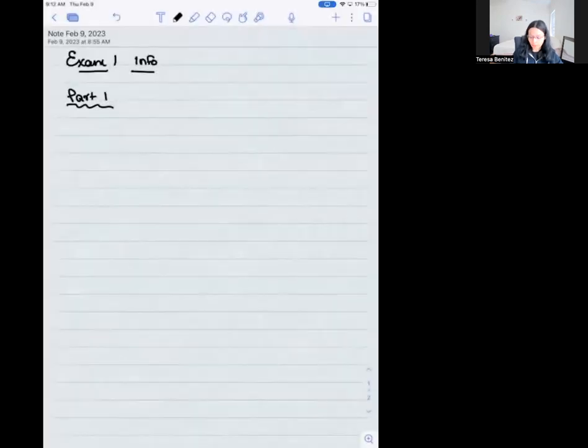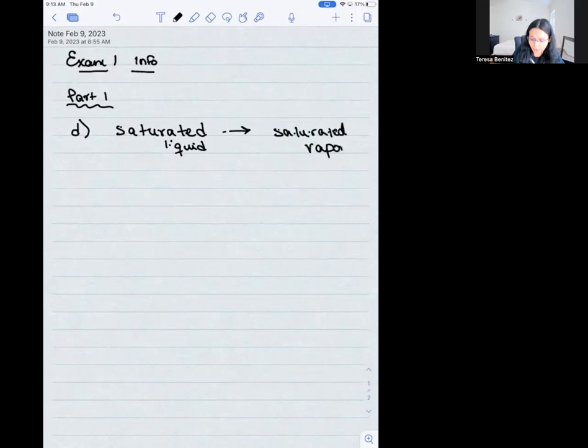Okay, so what I'm going to start writing here is I'm going from saturated liquid to saturated vapor, and that was for part D. You don't have to write any of this down. This is just in case you don't remember this from your Thermal 1. I'm going from a saturated liquid to a saturated vapor. Okay, so you may remember this from before. Doesn't matter if you don't, because that's what this is for.